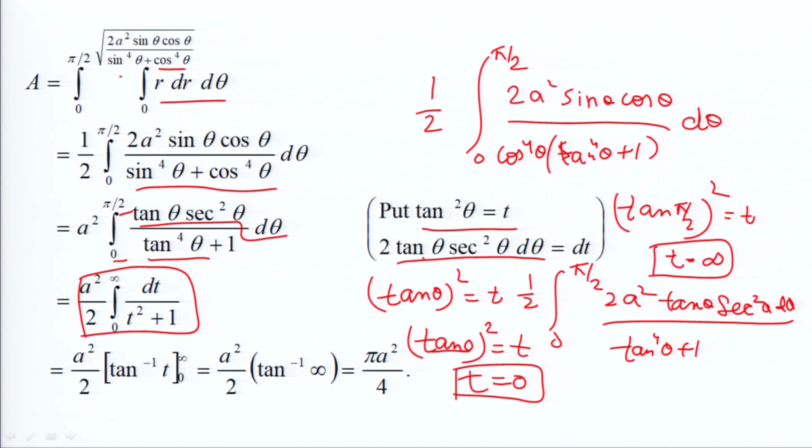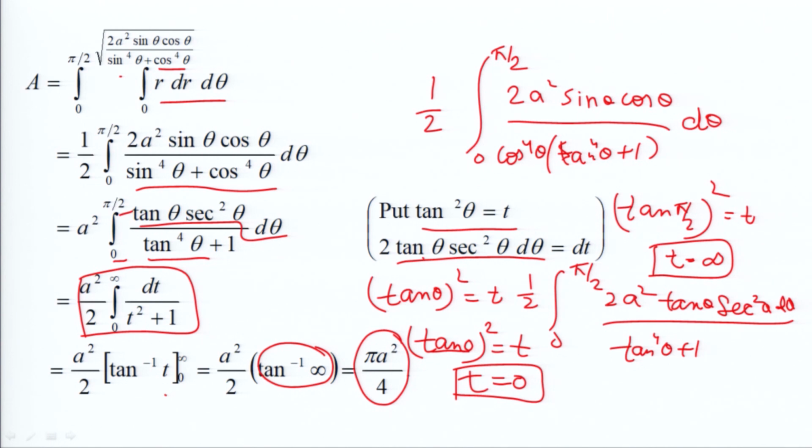So the lower limit is 0 and the upper limit is infinity. We get a square by 2, integral from 0 to infinity of dt upon t square plus 1. Integrating this, we have tan inverse t from 0 to infinity. Putting in the values, a square by 2 times tan inverse infinity minus tan inverse 0. Tan inverse infinity goes to pi by 2, so this is pi a square by 4, which is the required solution of this curve.